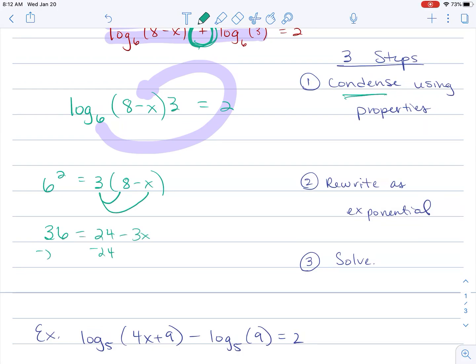Subtract 24 from both sides, and that's 12 equals negative 3x, and divide by negative 3. And in this case, I'm getting negative 4. So sometimes that doesn't always work out so nice and tidy. A lot of times you get a decimal, but in this case you get negative 4. Okay? So condense using one property, rewrite as an exponential, and then solve. Okay, and again, your hint is that you see multiple logs.